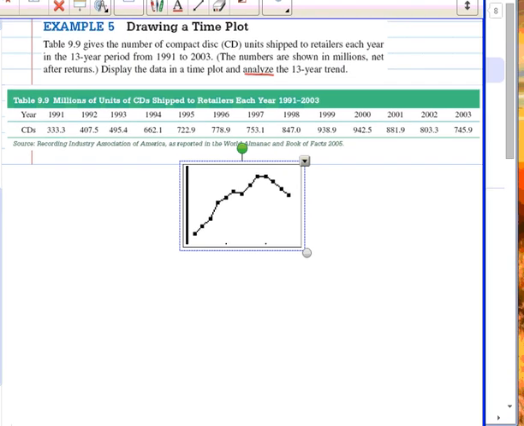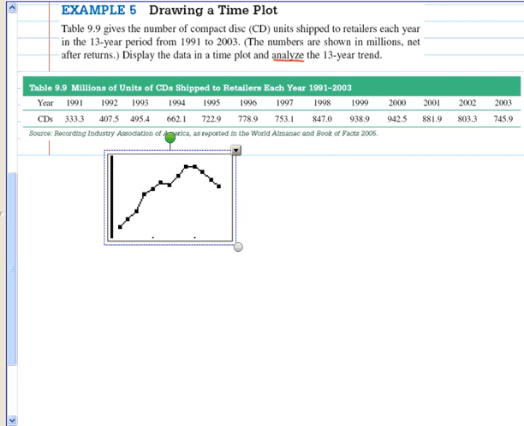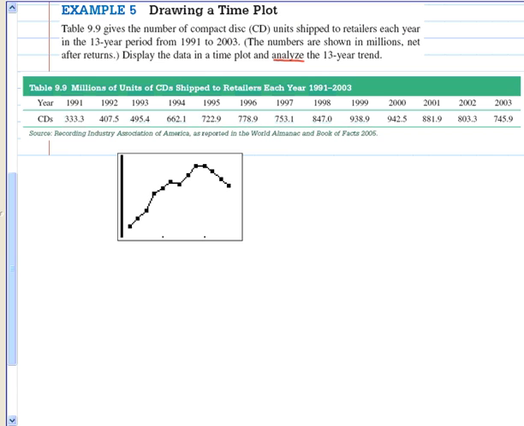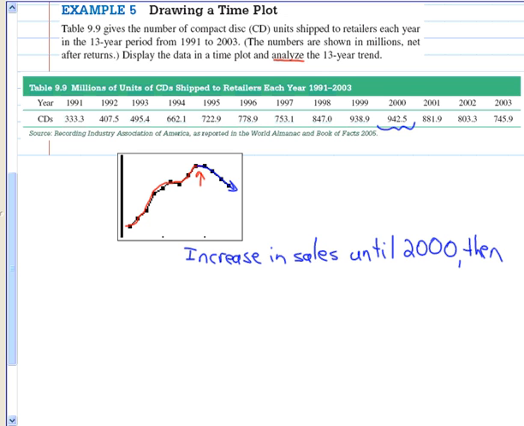So they want us to analyze this. What do you notice as a trend over time with CD sales? Yeah, we're going up, and then all of a sudden we hit a peak and we start heading down. Where's our peak? Yeah, 2000. So we increase in sales until 2000. Then we decrease. Any ideas why?